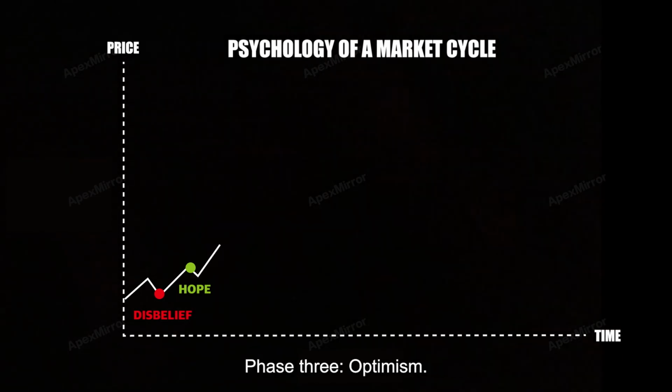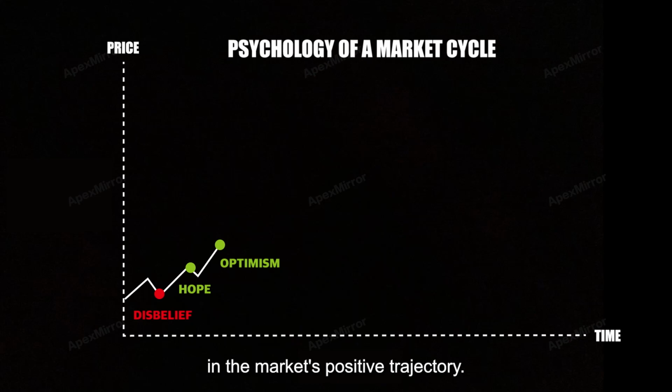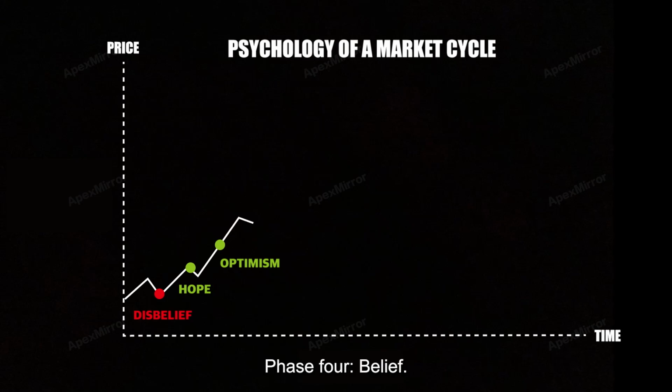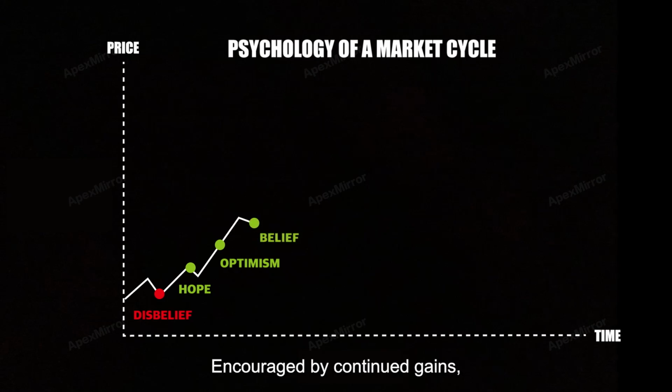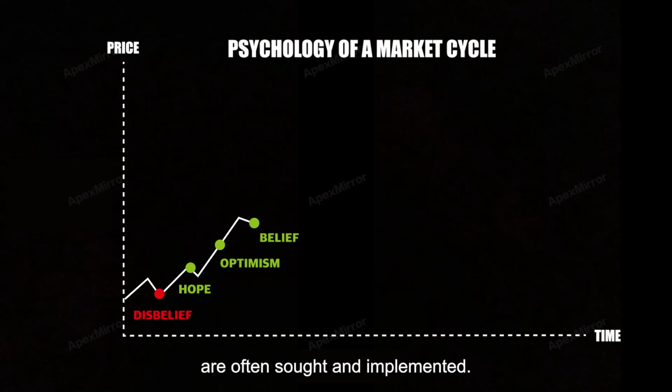Phase 3. Optimism. This phase sees growing confidence in the market's positive trajectory. Investors and traders start to feel optimistic about their prospects in the market's future. Phase 4. Belief. Encouraged by continued gains, the belief phase marks a strong conviction that the market is on a solid upward path. Strategies that align with this trend are often sought and implemented.